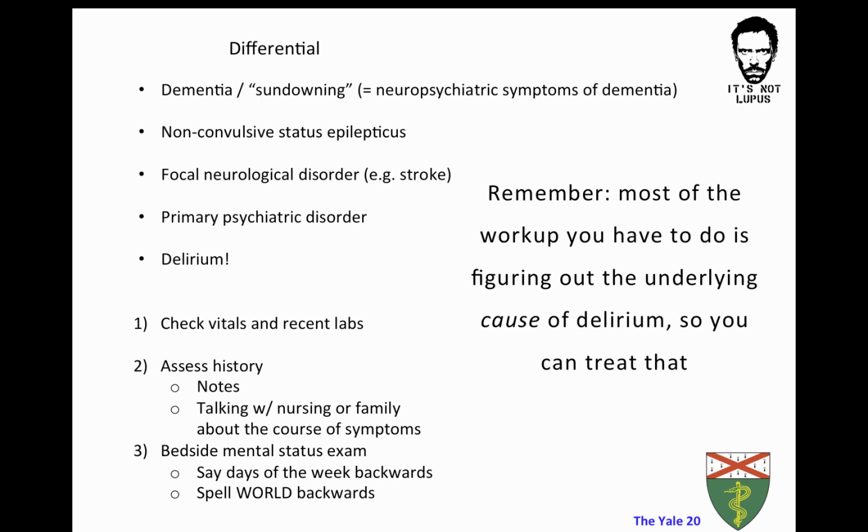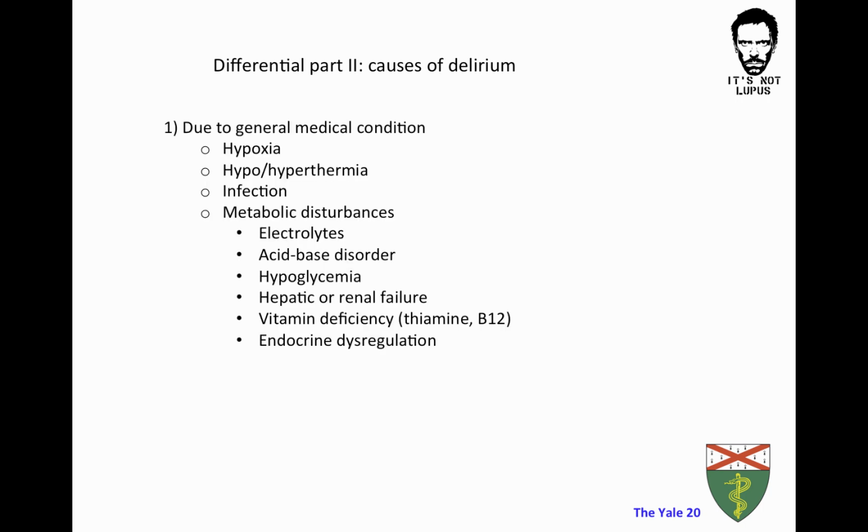Remember, most of the workup you have to do is figuring out the underlying cause of delirium so that you can treat that. Now, the big thing is figuring out what history, exam, labs, or imaging you need to find the underlying cause or causes. It can be due to a general medical condition like hypoxia, hypo or hyperthermia, infection, or metabolic disturbances like electrolyte imbalances, acid-base disorders, hypoglycemia, hepatic or renal failure, a vitamin deficiency, or endocrine dysregulation.